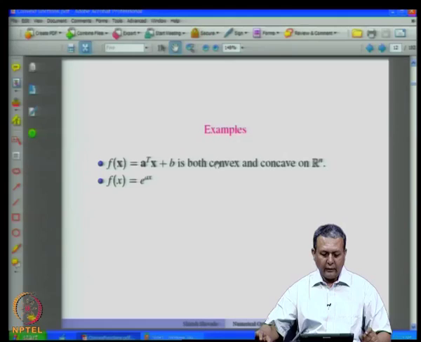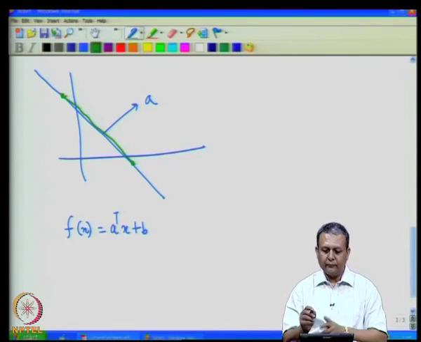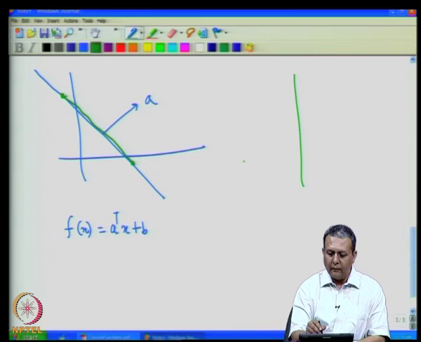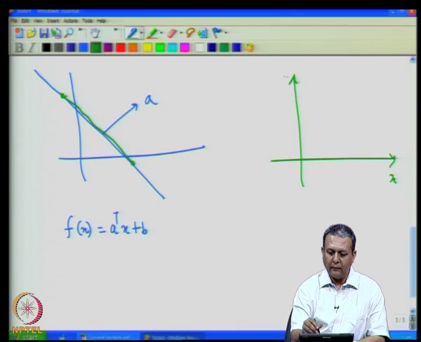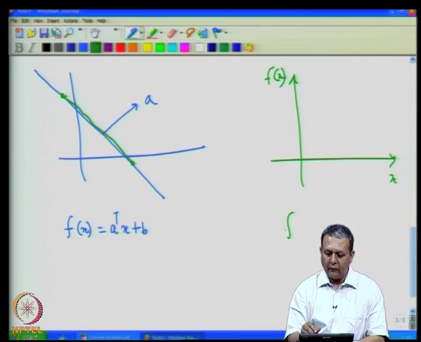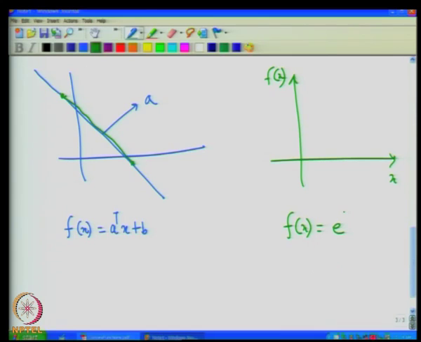Now, let us look at another function, e to the power ax, where a is a real number. If we look at the graph of the function, with x and f(x), and we want to draw the graph of, say, e to the power x, this graph would look something like this. If we take any 2 points on the function and join them, you will see that the function is always below the chord. So, in fact, this function is strictly convex.